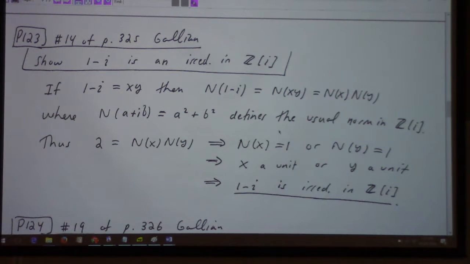This one's easy. 1 minus i is irreducible, so the norm is 2, which means that either one of them, the other is 1, which means that every factorization has a unit. Yay.